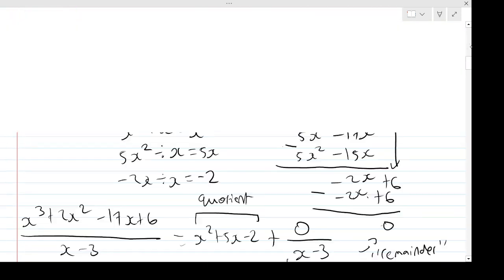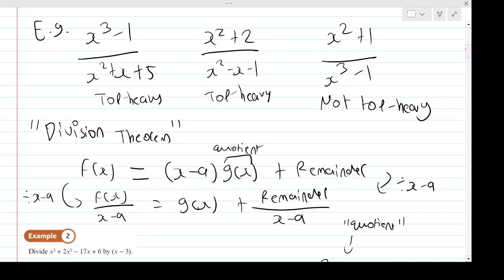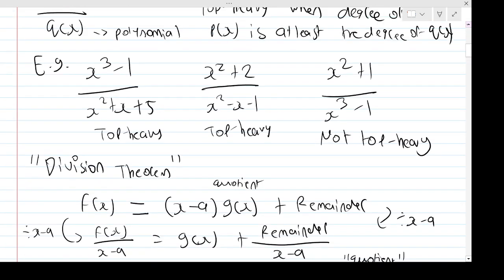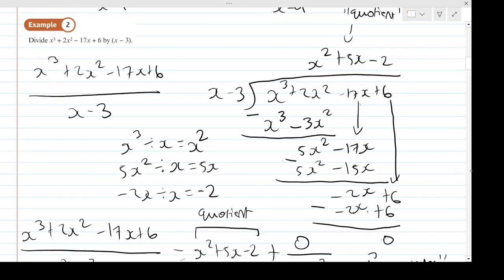It looks maybe a bit weird when you see it for the first time, but yeah, that's basically it. And as another reminder, we only do this division when we have top heavy algebraic fractions, which again means the degree on the top is at least as big as on the bottom. So here x cubed, the highest term, is bigger than x squared, so it's top heavy, which allowed us to then conduct division.